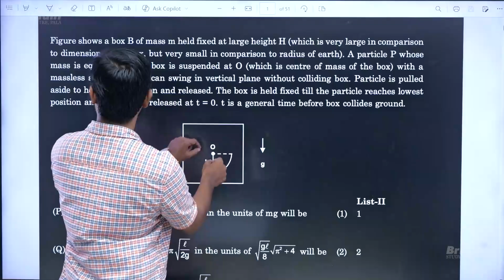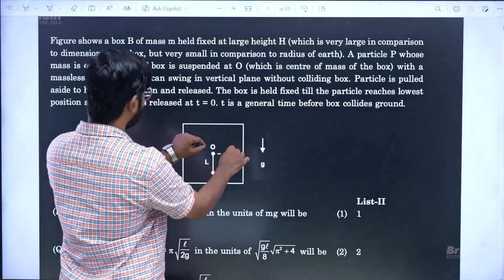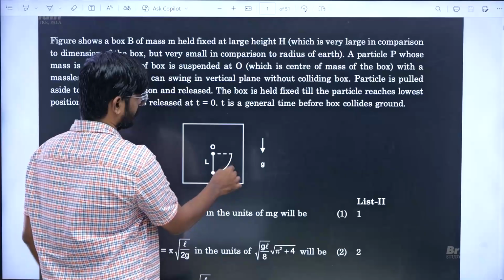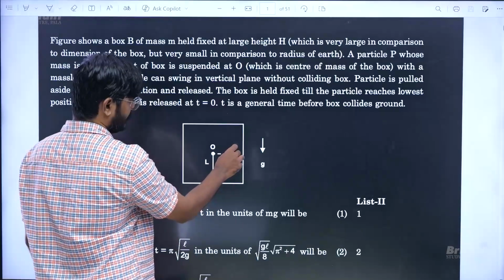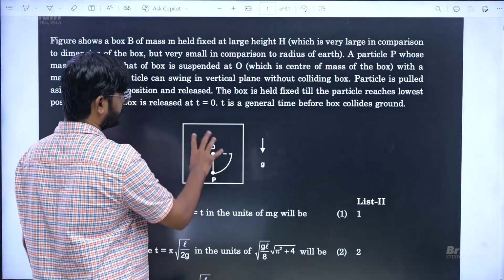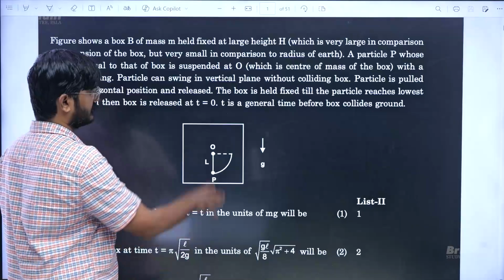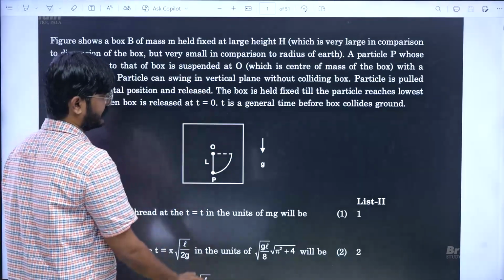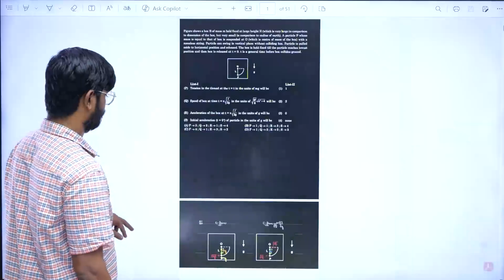Particle can swing in a vertical plane without colliding with the box. The particle is pulled aside to horizontal position and released. The box is held fixed till the particle reaches the bottommost point. So the box is held fixed and you are leaving this. So it is going to convert its potential energy into kinetic energy. After that, you are leaving the box also. So the entire system will be accelerated downwards with g, and something is going to happen.